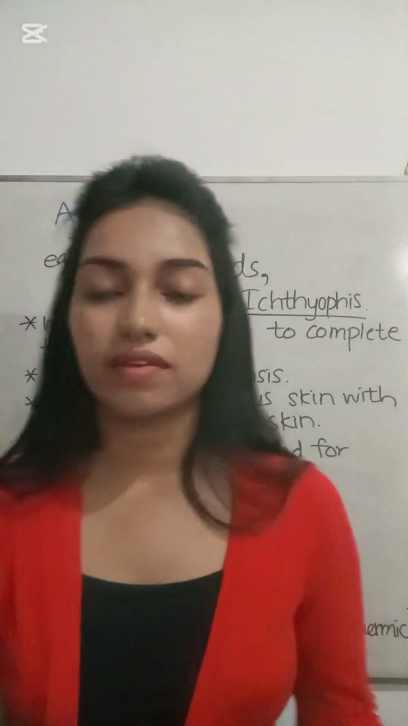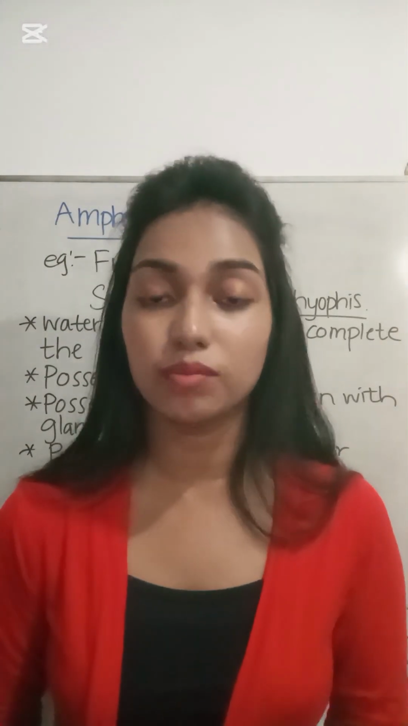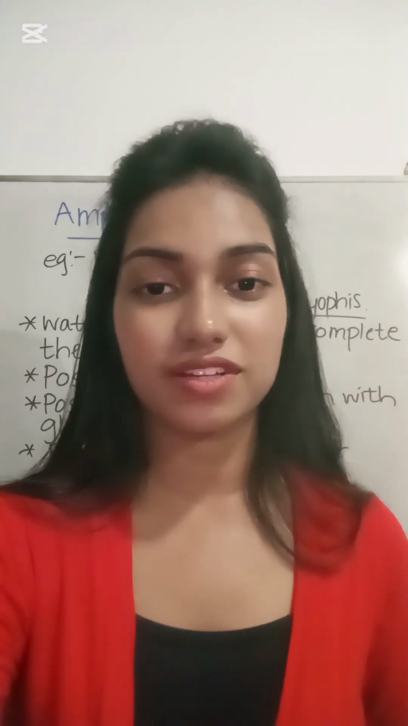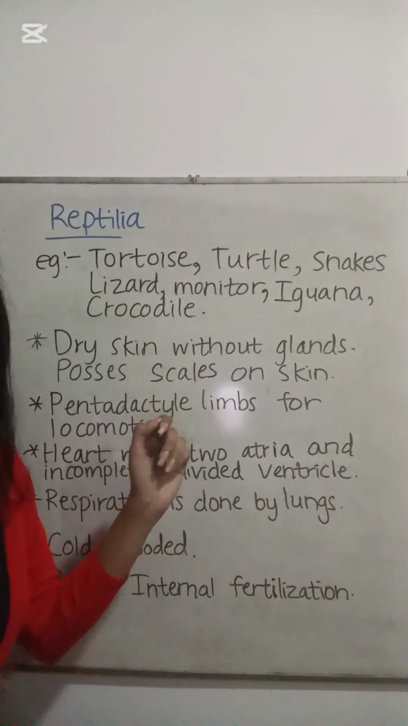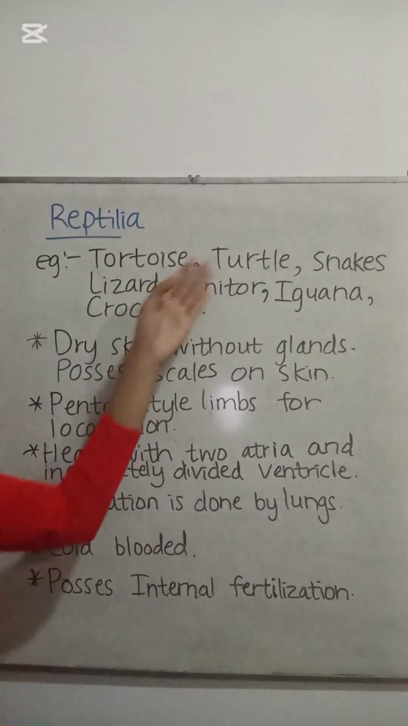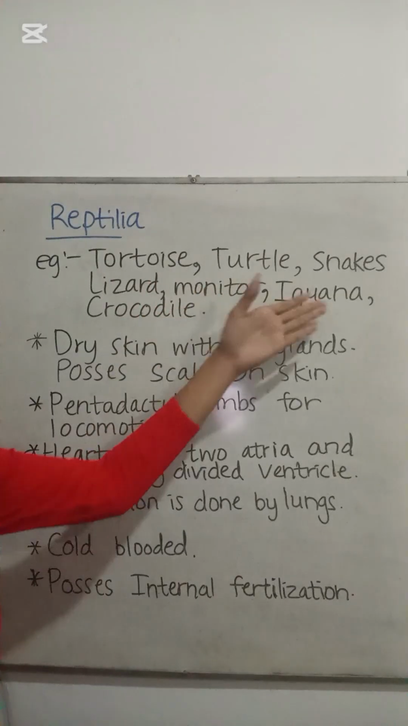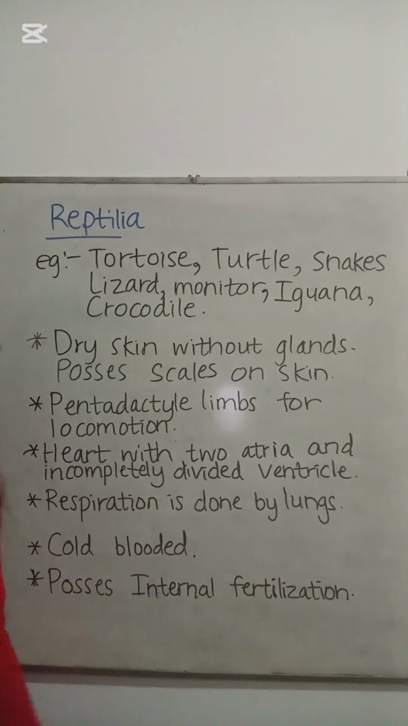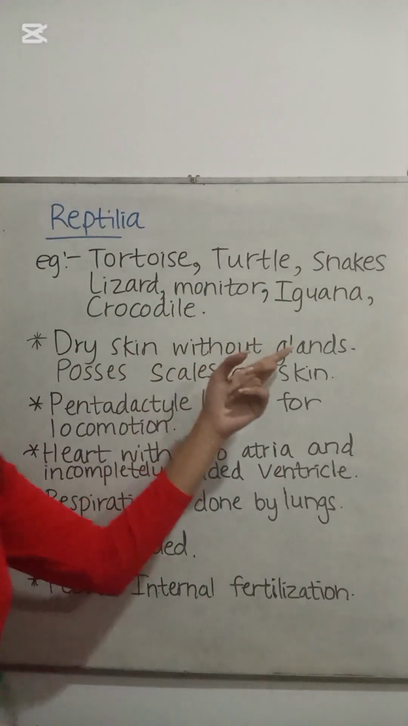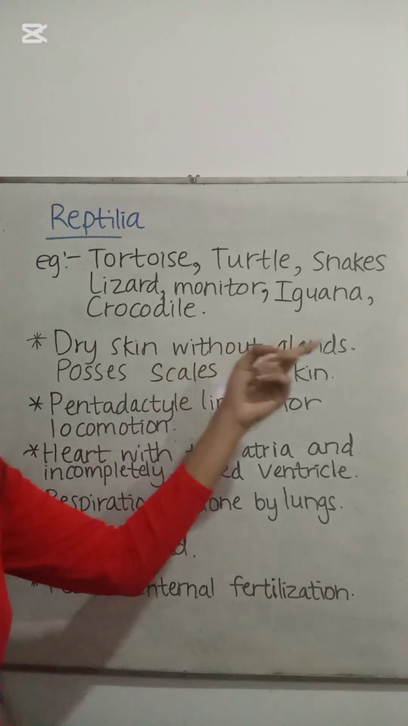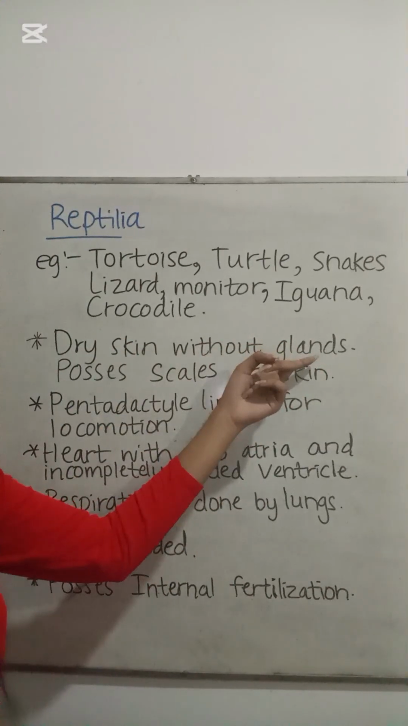Cold-blooded means, as I explained in the previous part also, that they change their body temperature according to the environment temperature. The next class of vertebrates is Reptilia. We'll see the examples: tortoise, turtle, snakes, lizard, monitor, iguana and crocodile. Dry skin without glands. They have a dry skin and that skin is without glands. They do not have glands in their skin.